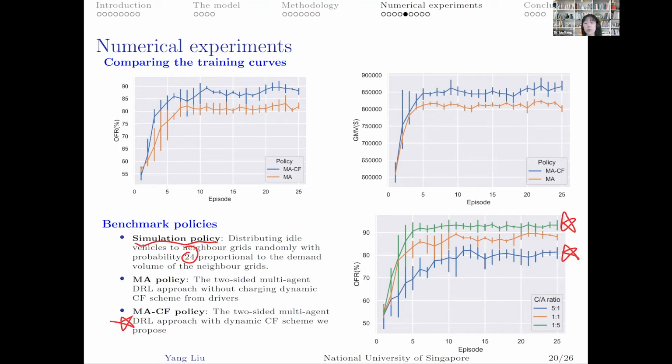So with a higher market share of the autonomous vehicle, we can actually further improve the level of service. Which makes sense since AVs will fully comply with the platform's decision, and it will optimize the remaining orders in a centralized manner.